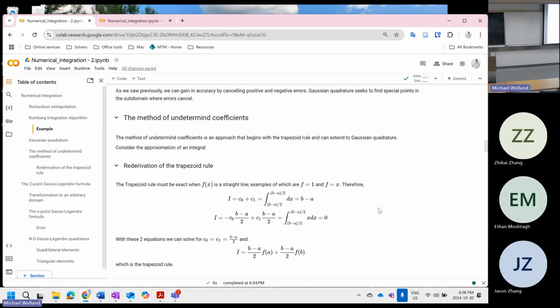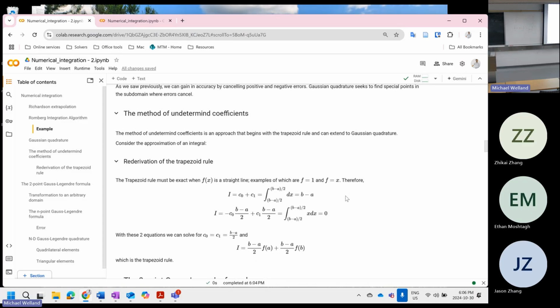The textbooks like to start off by rederiving the trapezoid rule to give a bit of a framework. In a nutshell, what you want to say is that the trapezoid rule has to be exact when you have a straight line, right? The trapezoid rule is a straight line. Therefore, if you have either a constant function or a function which is just a straight line, you have to get the exact integral. Okay? So we write those two down. We say the integral of, oops, where is that?